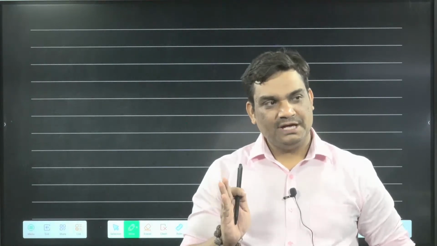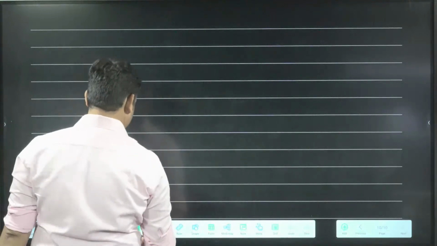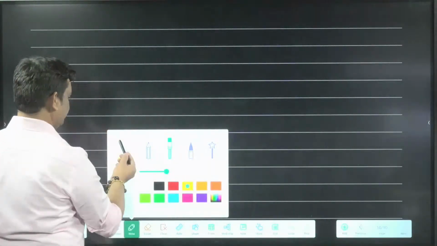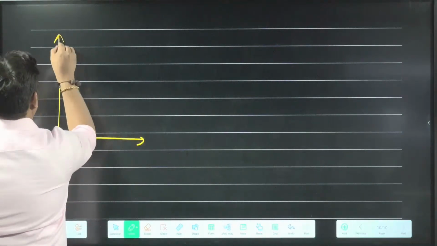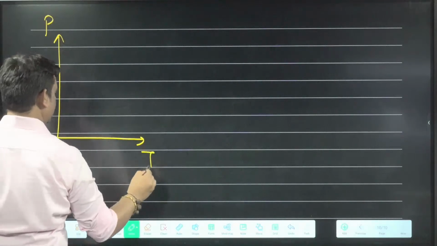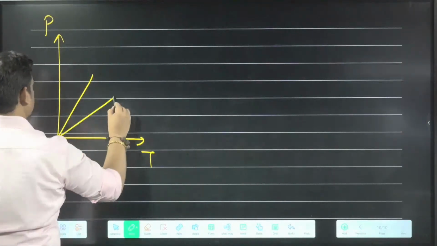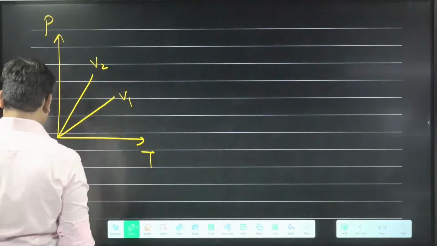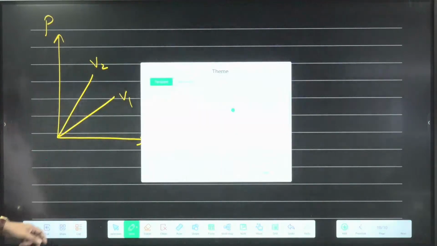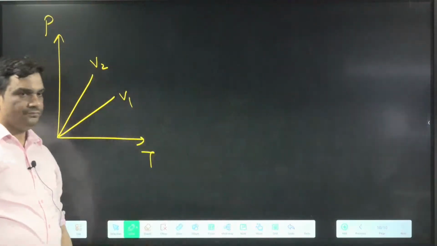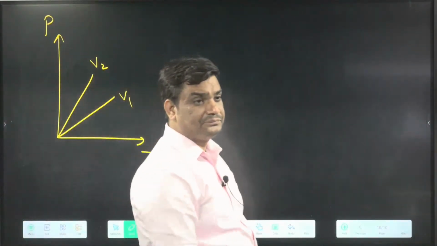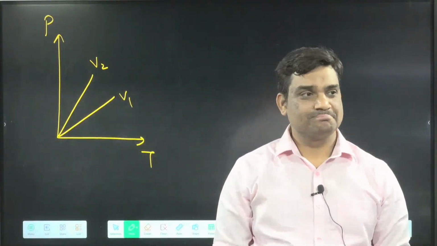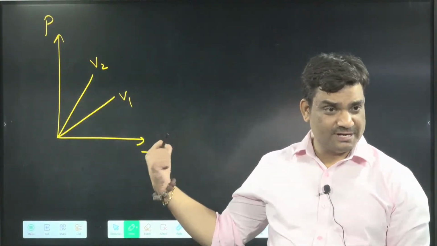So PVT, all the three things are there. Means comparison based, this is the question you are asking. I think you are asking this one here. If I say this is the P, and here I say T, and I'm going here, this is the V1 and this is the V2. Are you asking this one? Yes, because here PVT is there.